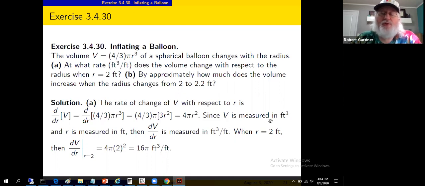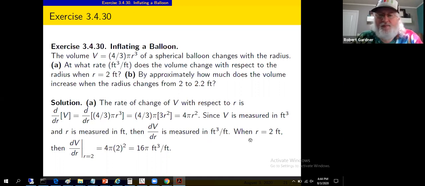Observation here, V is measured in cubic feet because it's a volume. R is measured in feet, and we're differentiating with respect to R, so we'll indeed have cubic feet per foot. dV/dr is measured in cubic feet per foot. I really don't want to simplify that. I've got my reasons. They told us something about cubic feet per foot up here, so let's leave it like that, even though it's awfully tempting to just write that as square feet. It's a rate of change, and I'd like to leave it in those units.